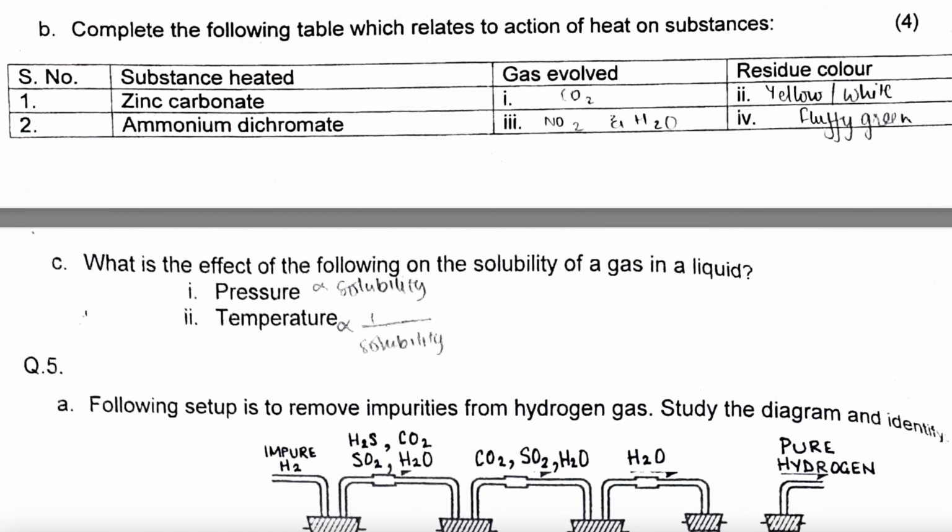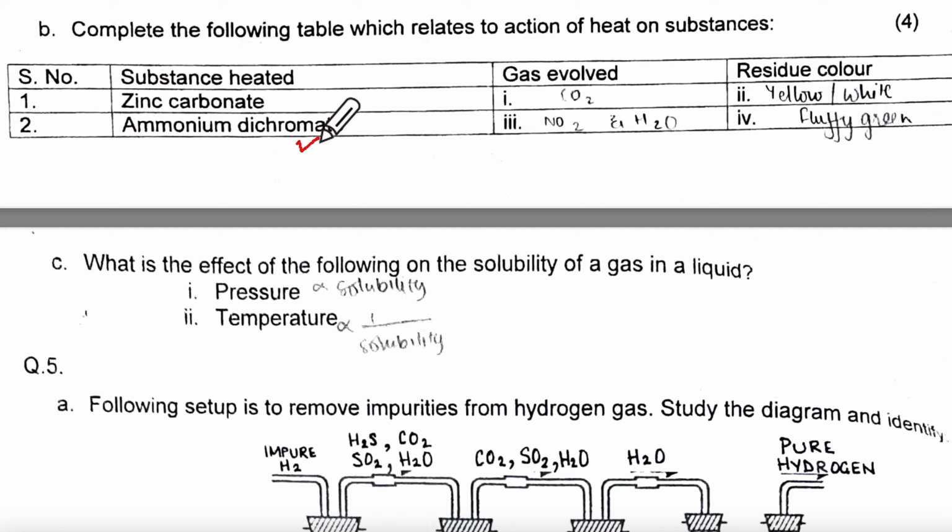Now let us look at this one. How is it? Zinc carbonate. Everybody knows ZnCO3 on heating will give us, tell me, ZnO plus CO2. Which is the gas? CO2, carbon dioxide. And residue will be what? Yellow when hot and white when cold.